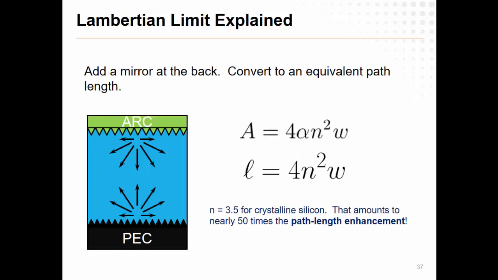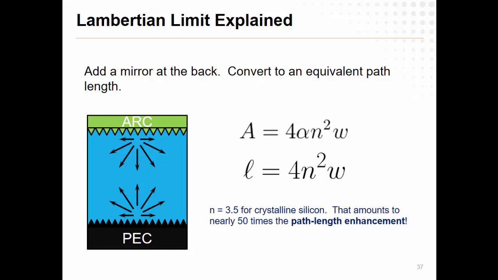And then what you do is say, okay, well, let's throw away the bottom here and put a perfect scatterer here instead. And what that basically does is it doubles your absorption factor there. And then when you go back and you solve for the equivalent path length, which is that thing you saw 10 slides ago, you get this 4n squared W. So the whole point of all of that is if you have perfect Lambertian scattering inside your solar cell, it will behave as if it is 4n squared times thicker than it really is.